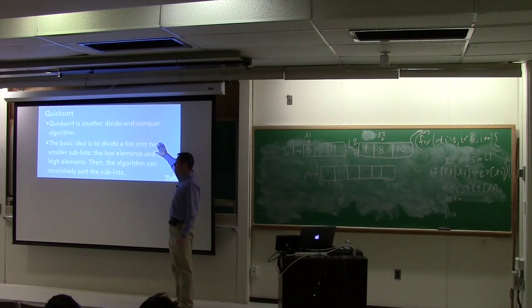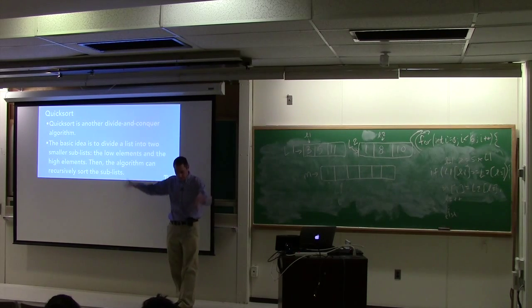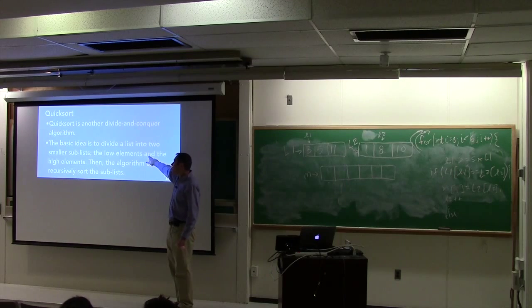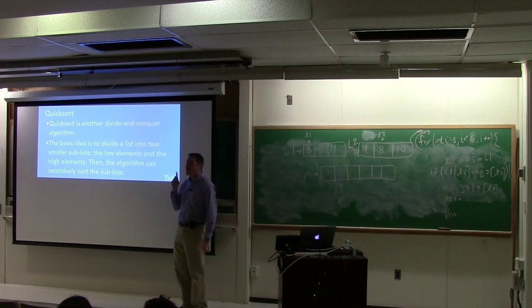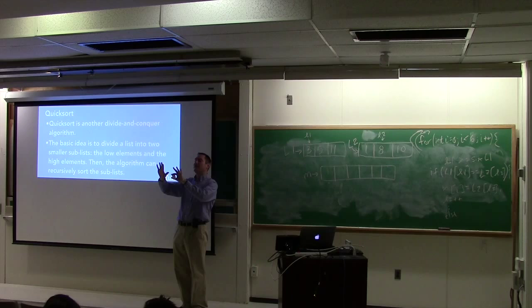Take a list and divide it into two lists. OK, that's not weird. But the two lists have the following properties. The low elements and the high elements are going to be in the different lists, depending on what we call a pivot. So you're going to have two lists, and there's going to be one number that says all the numbers that are less than that go on one side. All the numbers that are greater go on the other side. OK, that's how it's going to work.